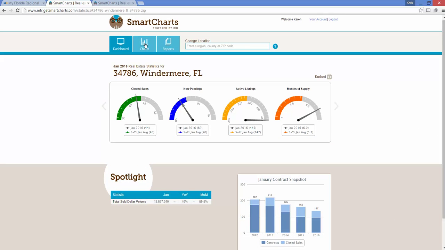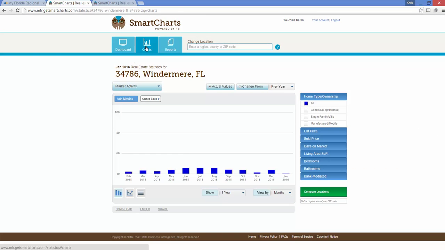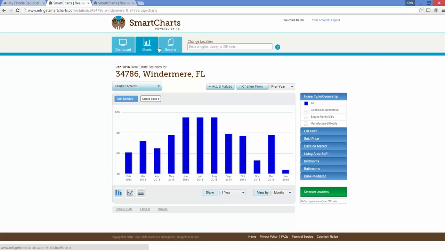And then we move to the Charts tab. And this gives me some interactive charts that I can adjust, that I can work with. So first of all, I can decide what I want to chart. And right now I'm charting closed sales in this zip code for the previous month. But I can choose additional metrics. So right now I have the category market activity.